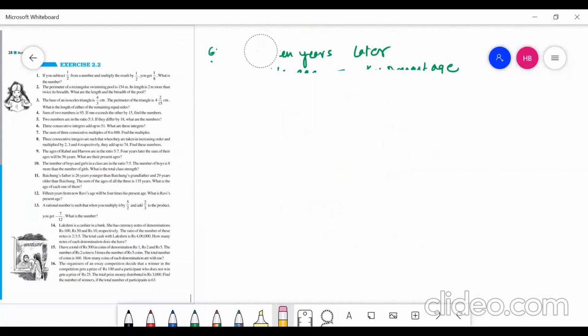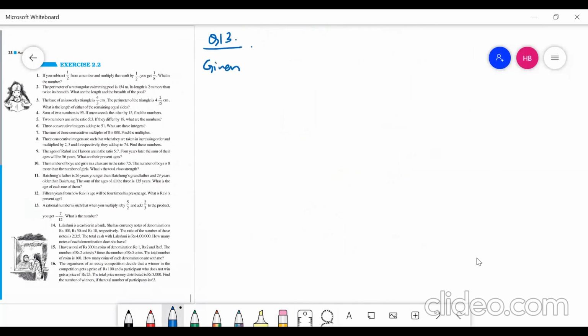I'm solving question number 13. What is given? A rational number is such that when you multiply it by 5 by 2 and add 2 by 3 to the product, you get minus 7 by 12. What is the number? I think the given is not required in this question. It's directly asking us to make the equation. They are talking about some rational number in this question.